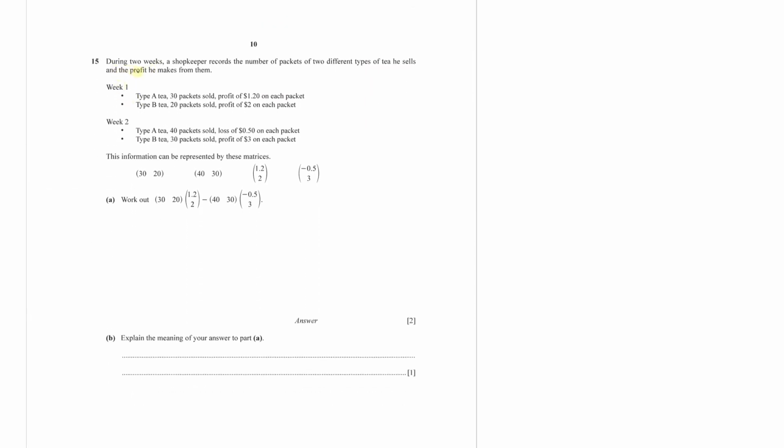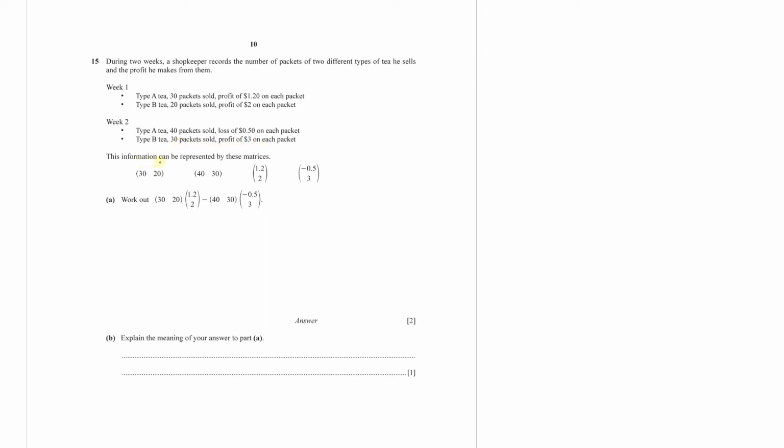So question number 15 is: during 2 weeks, a shopkeeper records the number of packets of two different types of tea he sells and the profit he makes from them. In week 1, he sold 30 packets of type A tea and made a profit of $1.20 on each packet. On type B, he sold 20 packets in week 1 and made a profit of $2. For week 2, type A tea, 40 packets were sold with a loss of $0.50 on each packet, and for type B tea, 30 packets were sold with a profit of $3 on each packet.